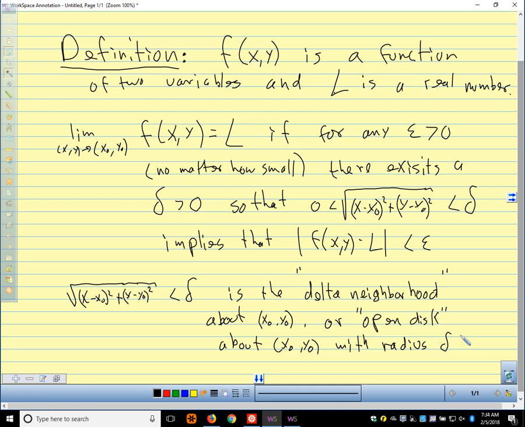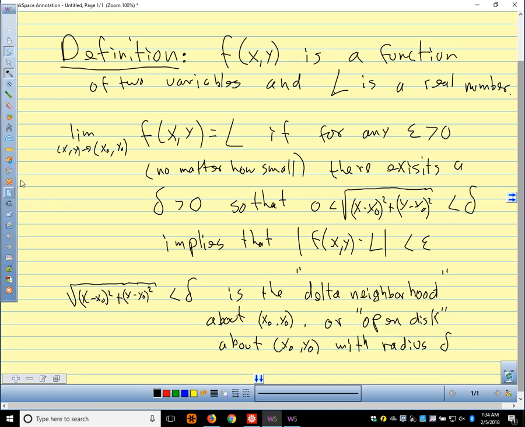We want to be close to the value in the range. We have to be guaranteed that we can find a distance in the domain that gets us there. It's kind of like setting a machine. We want a machine to have certain accuracy, so we have to be able to set the dial to a particular accuracy before we get the result that we want. So this delta is how we set the dial. We're guaranteed that we can set the dial to a certain precision to get a certain precision out of the machine that we're looking at.